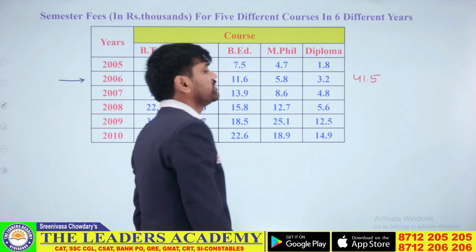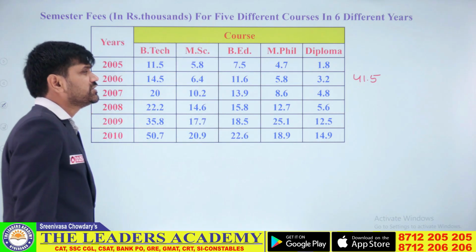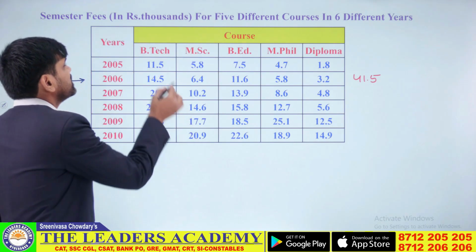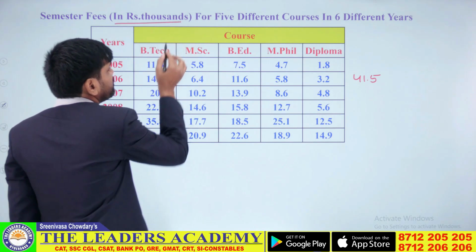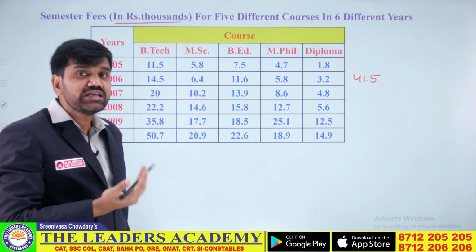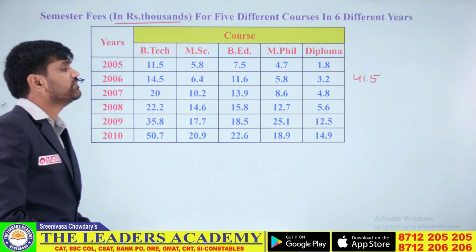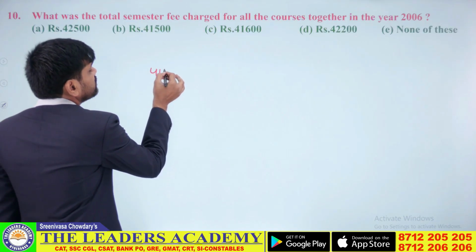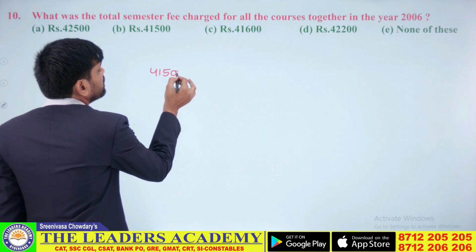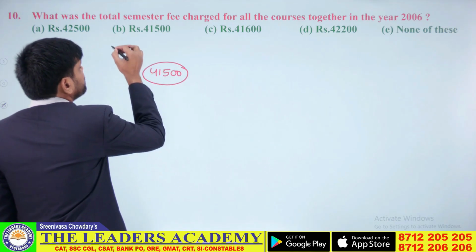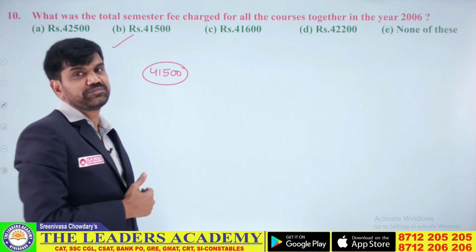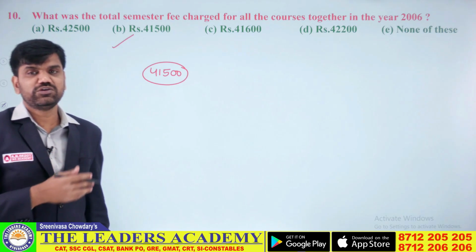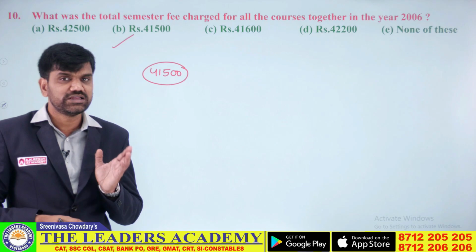Hence it has to be 41.5. The values are in thousands, we know, that is 41.5 thousands. Hence it has to be 41,500. Hence your answer has to be what? Option B. Right? Please make a note of it and practice till here.